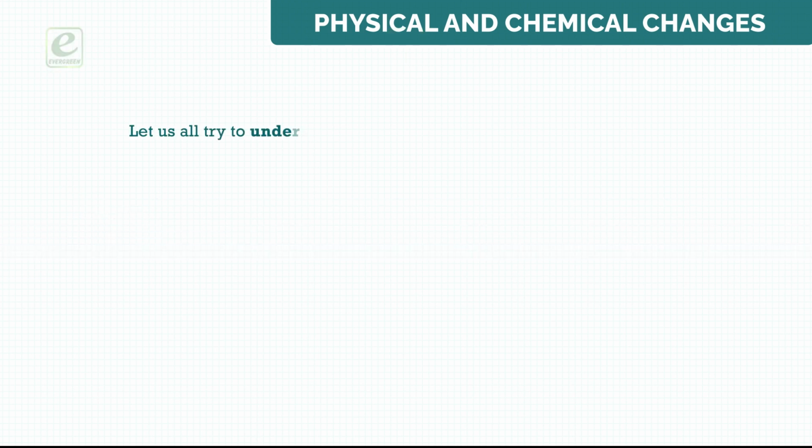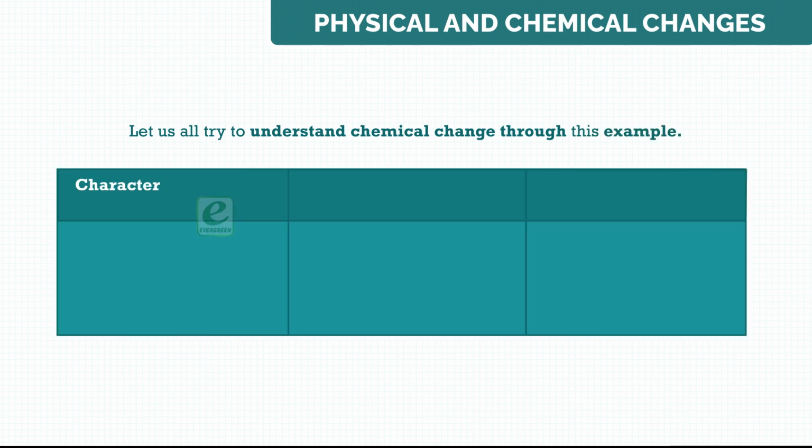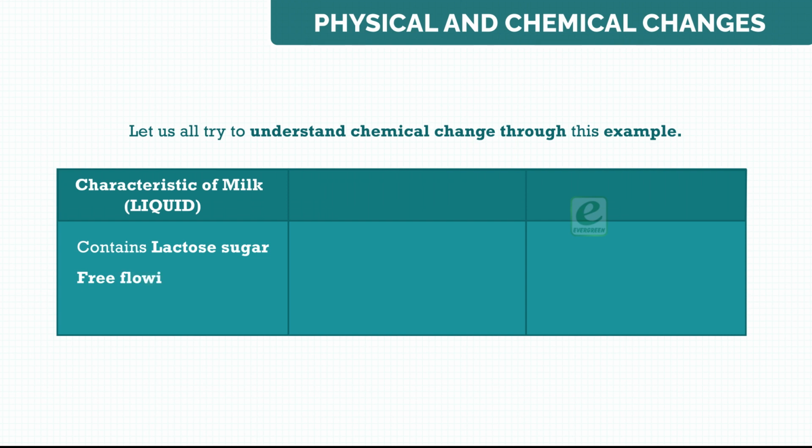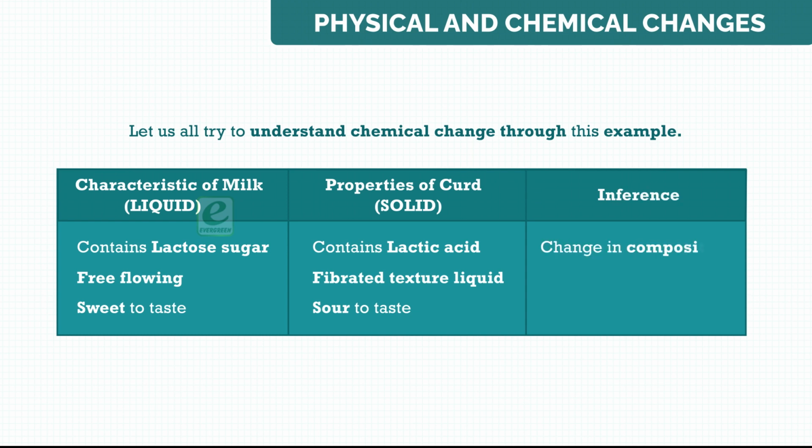Let us all try to understand chemical change through this example. Characteristics of milk: liquid, contains lactose sugar, free-flowing, sweet to taste. Properties of curd: solid, contains lactic acid, fibrous texture, sour to taste. Inference: change in composition, change in texture, and change in properties.